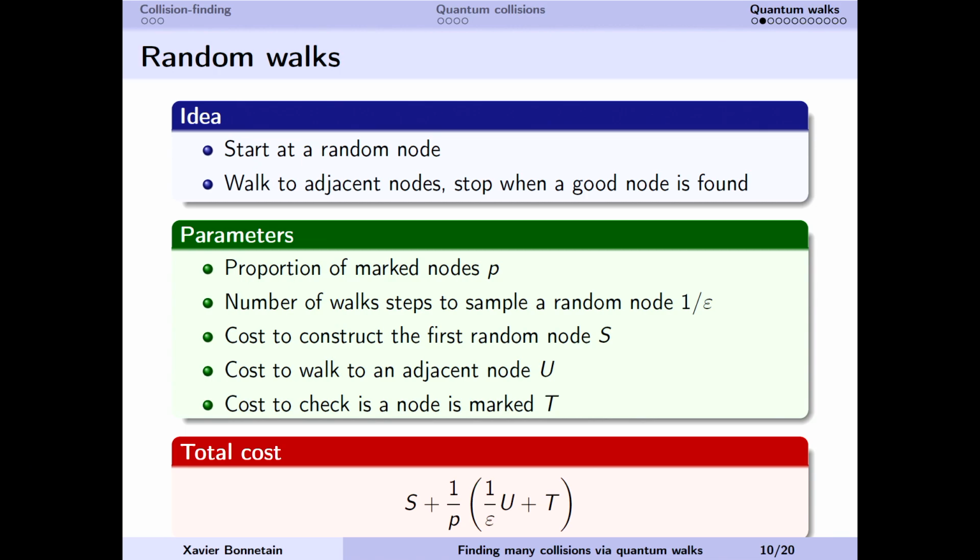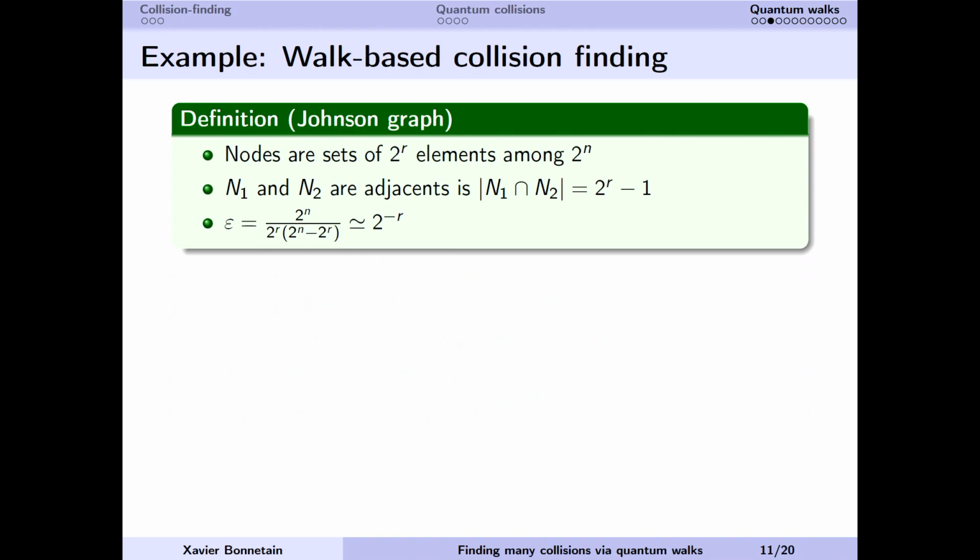And as an application, we can do collision finding in this framework. For that, we will work on a graph which is a Johnson graph. This is a graph where nodes are sets of 2^r elements among 2^n. And you walk on this graph by removing one element in the set and replacing it by another element. And this graph has a lot of nice properties.